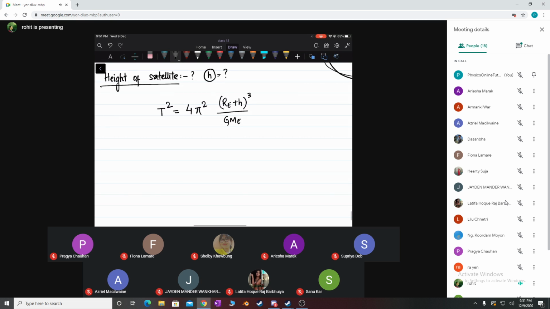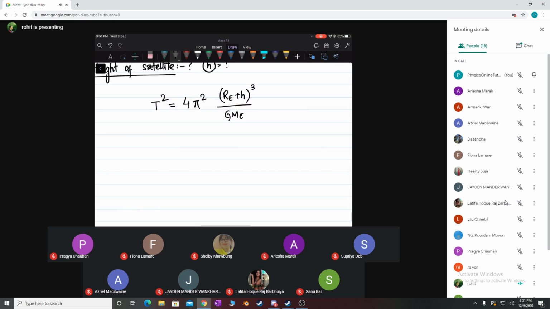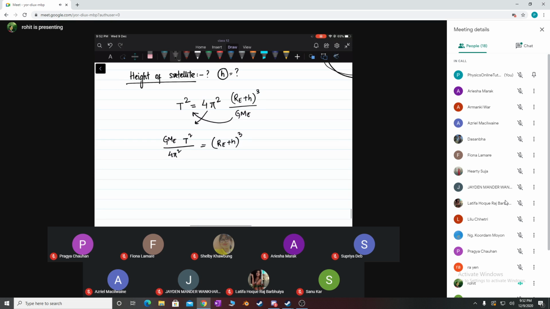Let me just work on this now, then I think things will be fine. So see now, I'm going to write T square, capital G M E, because you can understand this I've taken on the left hand side, divided by this, I'm going to bring on the left hand side again. So 4 pi square equals to RE plus H. I'm slowly trying to isolate your H. So this is the step. If you're not understanding, you can stop me.